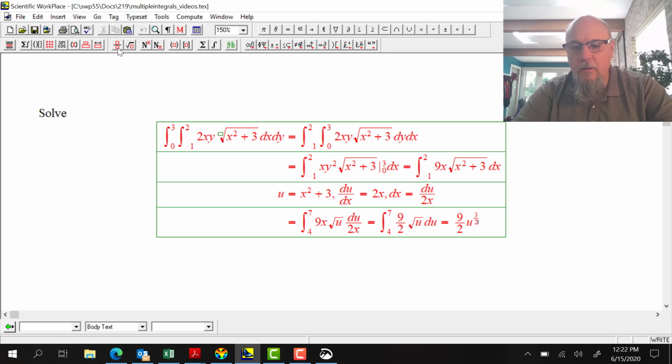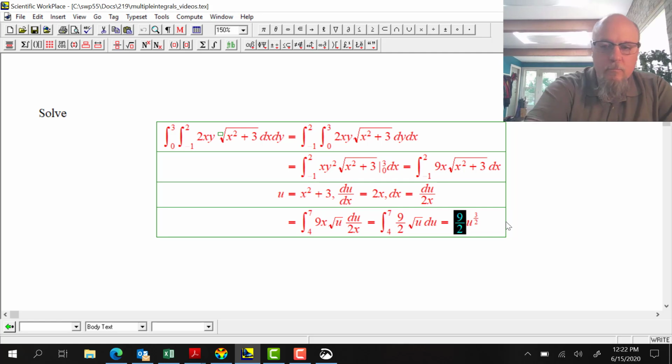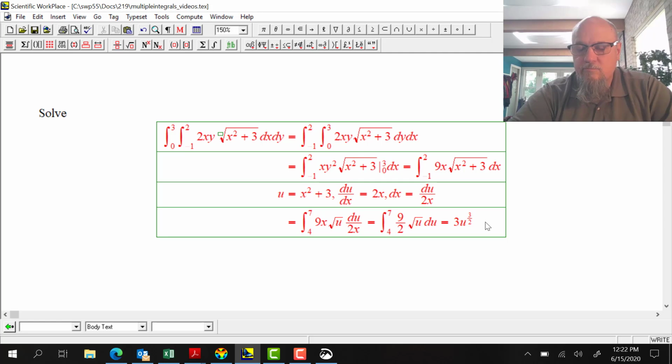Add 1 to the exponent, divide by 3/2, that's the same thing as multiply by 2/3. If I multiply by 2/3, then this just becomes a 3. And I don't have to substitute back now. So this is going from 4 to 7. It's just a straight sub in the top minus sub in the bottom.